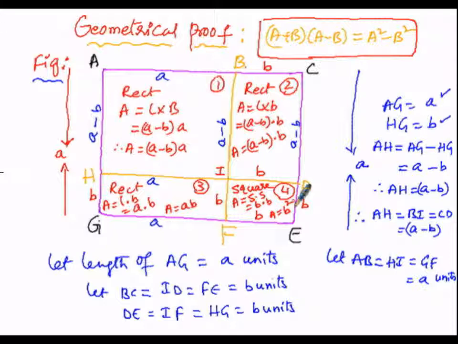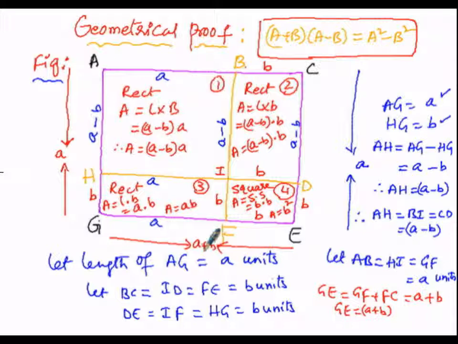But we have to prove (a plus b) into (a minus b). When we add up the entire length of GE, G to E is the addition of the parts, that is GF and FE. So GF plus FE gives us GE. GF is a units and FE is b units. So I got GE equals a plus b.